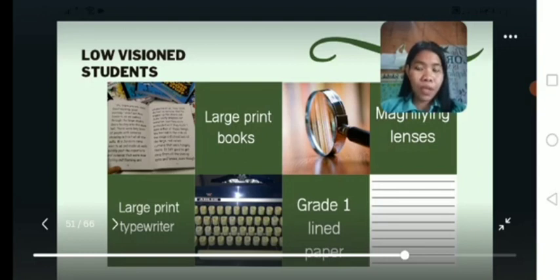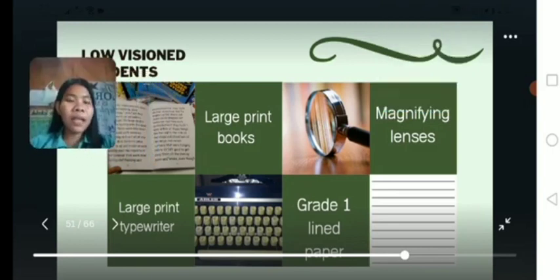So this book is different from the normal books. The font here is bigger than the standard font of normal books. We also have the large print typewriter. The paper in this typewriter has bigger font, and the font on the keys is also bigger. So it is clearer for the students.